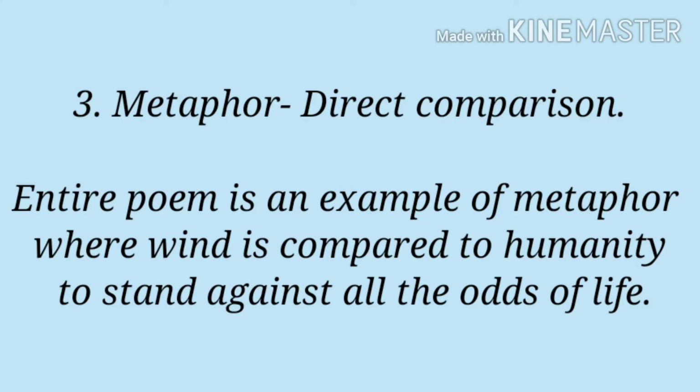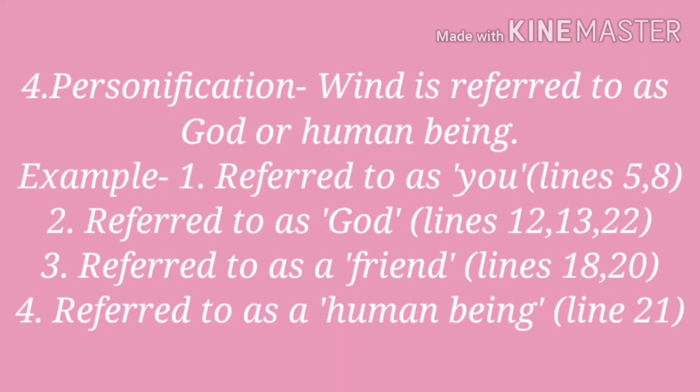Now, the next poetic device used here is metaphor. Metaphor means direct comparison between two things. This entire poem is an example of metaphor, where wind is compared to humanity, to stand against all the odds or difficulties of life. Now, the next poetic device used in the poem is personification.